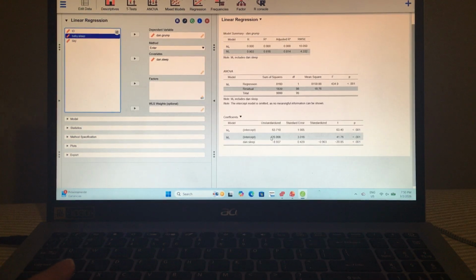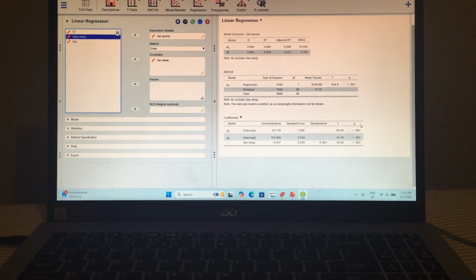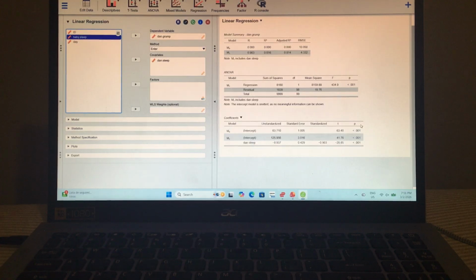Intercept 125.956, 3.016, 41.76 with a p-value. And then underneath that, it says Dan's sleep, negative 8.937, standard error 0.429, negative 0.903, negative 20.85, and p-values. Okay, so that's what we got. So it matches up.